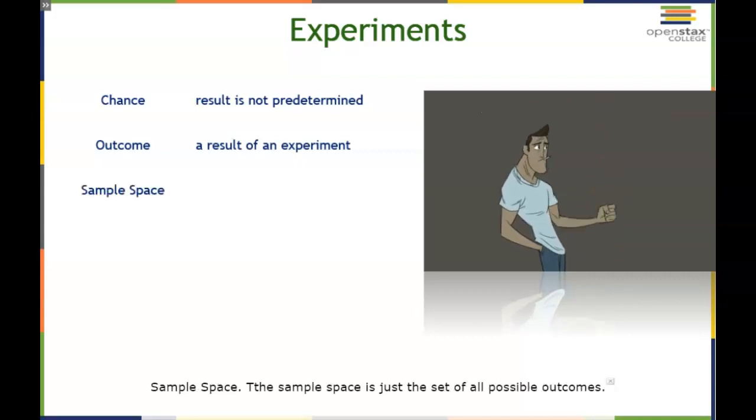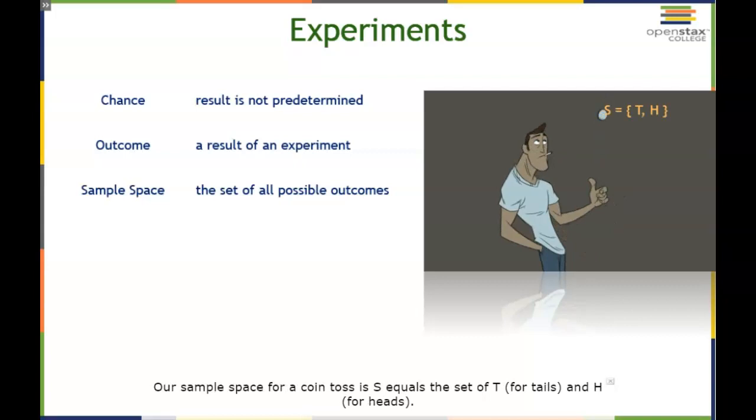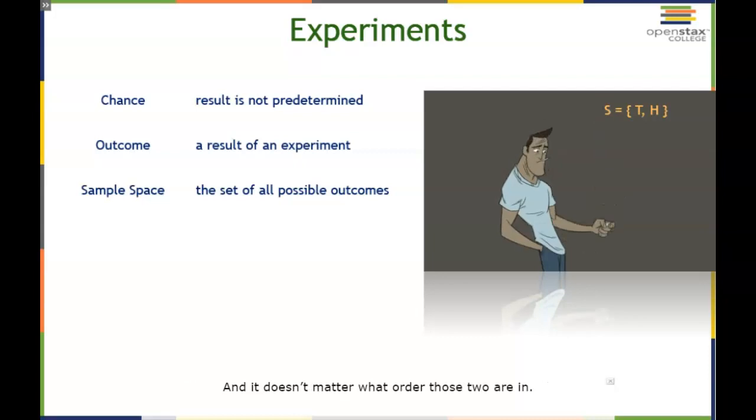Sample space. The sample space is just the set of all possible outcomes. So we usually denote that as S, and sets are in brackets. Sometimes people call them curly brackets. So our sample space for a coin toss is S equals the set of T for tails and H for heads. And it doesn't matter what order those two are in.